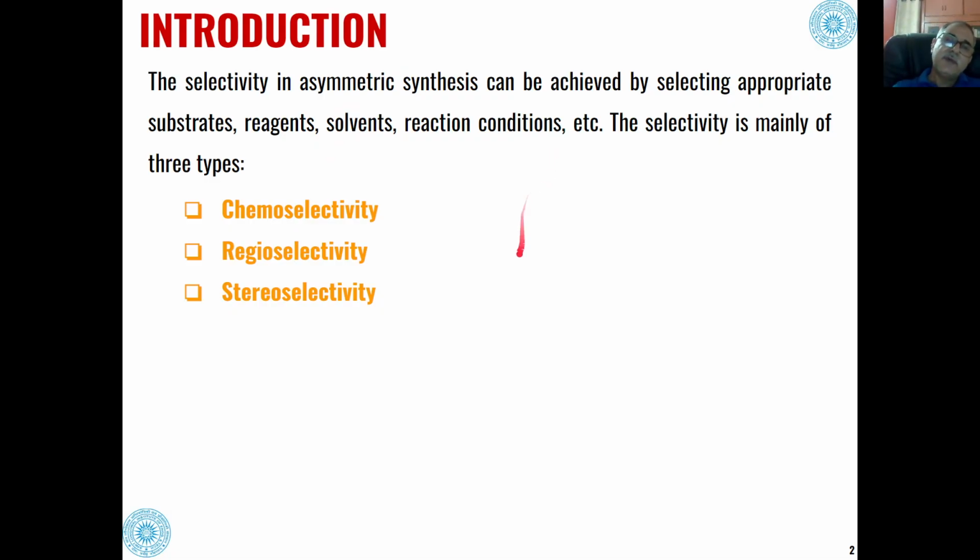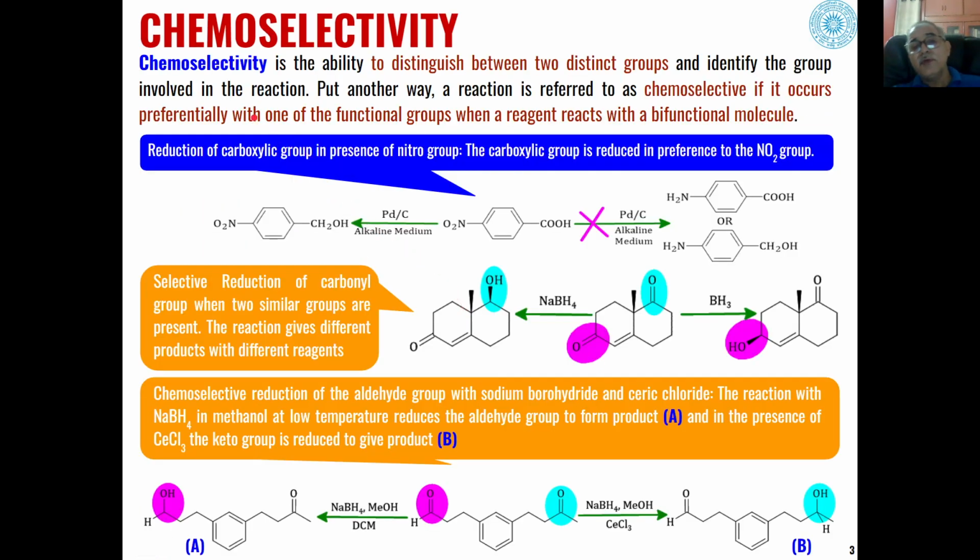In this case, we will discuss mainly these three types of selectivities, that is chemoselectivity, regioselectivity, and stereoselectivity. First is chemoselectivity. Chemoselectivity is basically an ability to distinguish between two distinct functional groups which are present in the substrate.